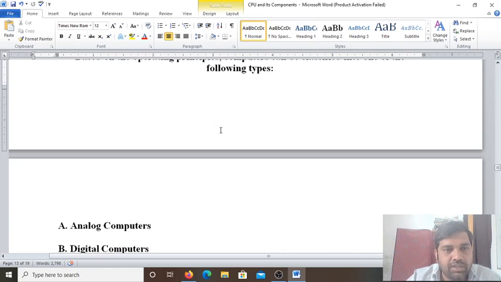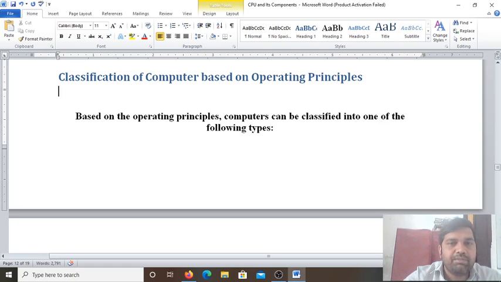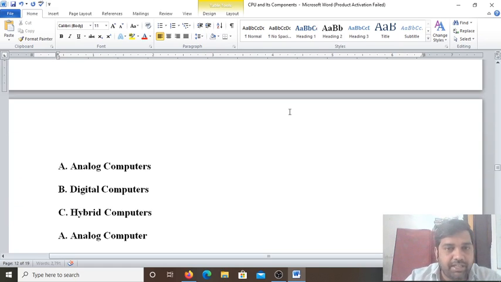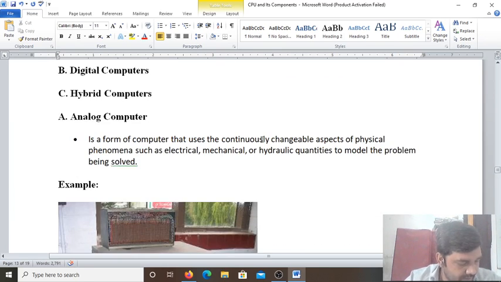Okay. Now, classification of computers based on the operating principles, based on the operations. Based on the operating principle, computers are classified into three types: analog computers, digital computers, and hybrid computers.